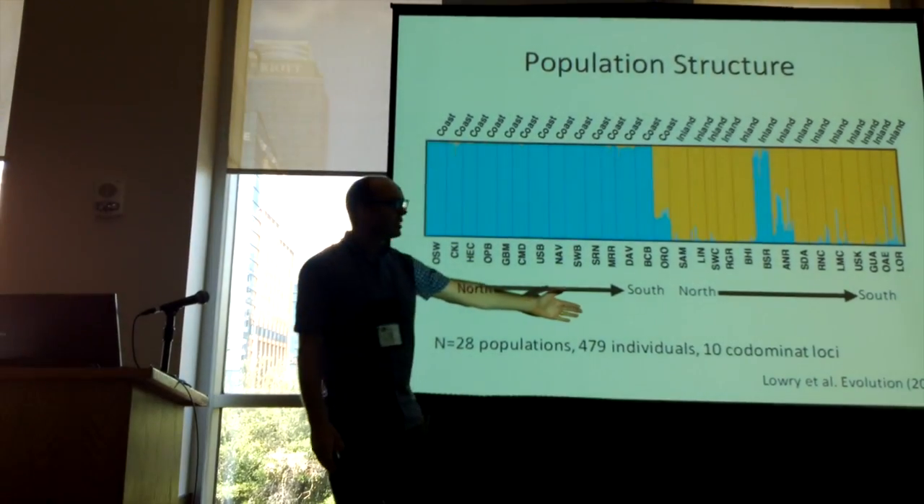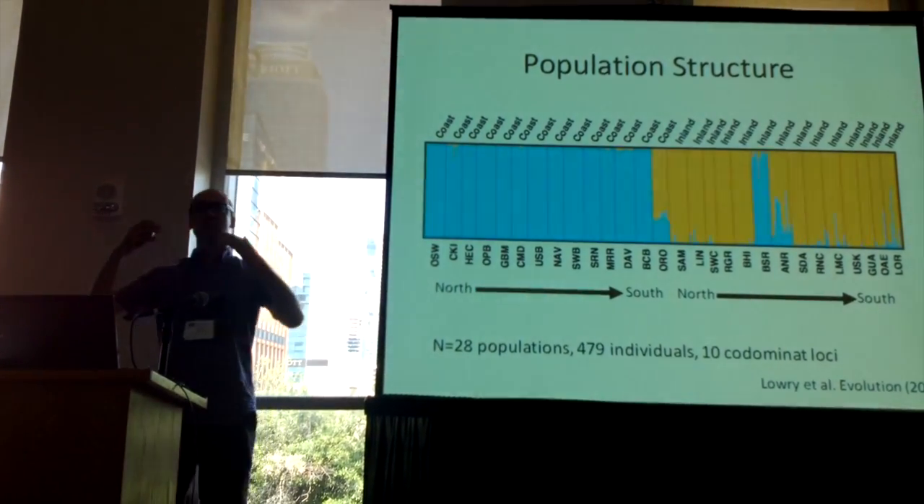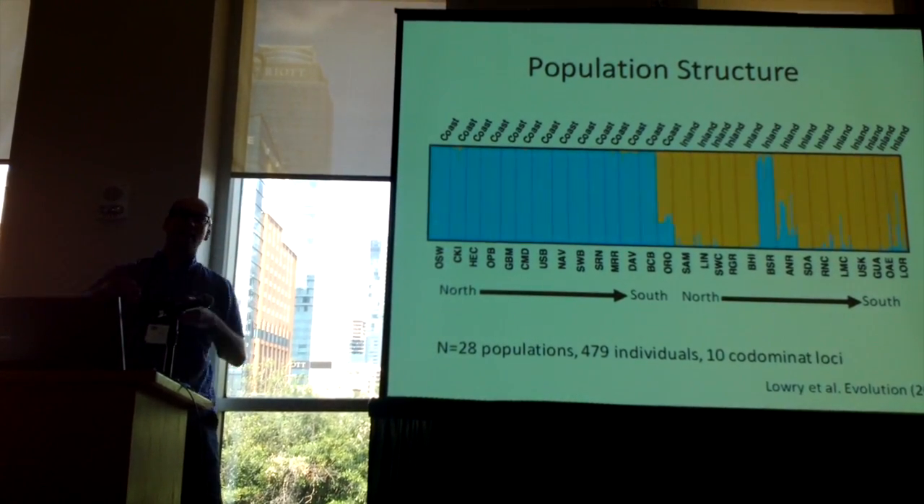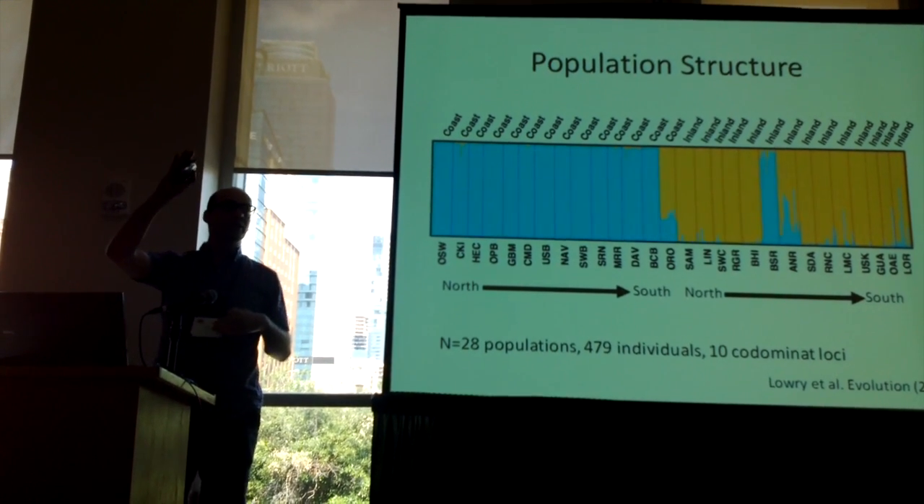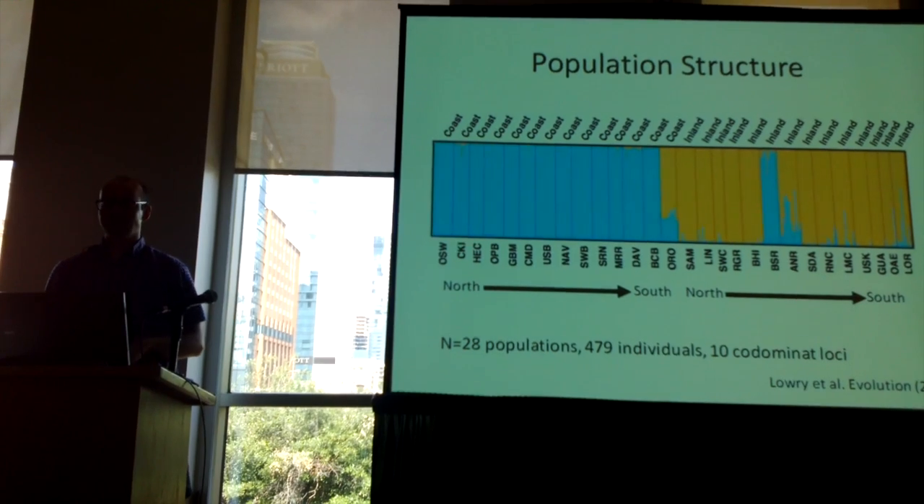And so with 10 microsatellite loci, I was pretty much able to separate out the two groups. So it looks like these are two large groups that occur across 1,300 kilometers, but they're only separated by 3 to 5 kilometers from each other.